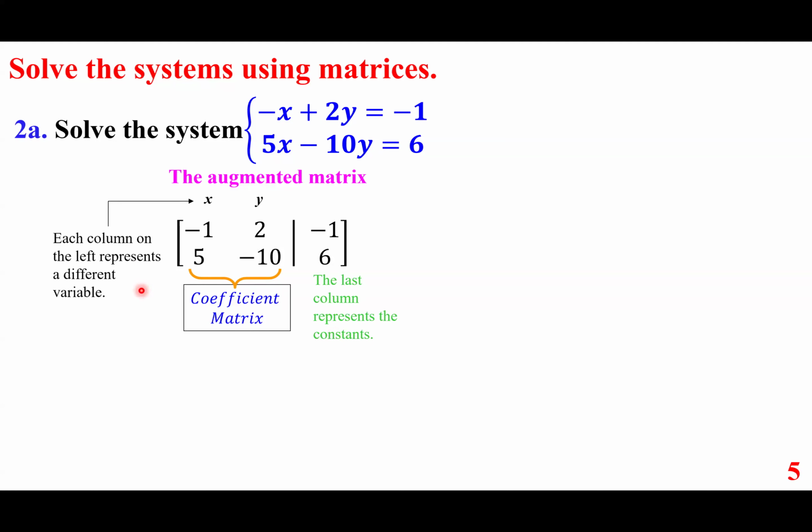Each column on the left represents a different variable. So these are the x's, minus 1 and 5. This is the y's. That, in essence, represents the equal sign. So every piece of this augmented matrix is known now.